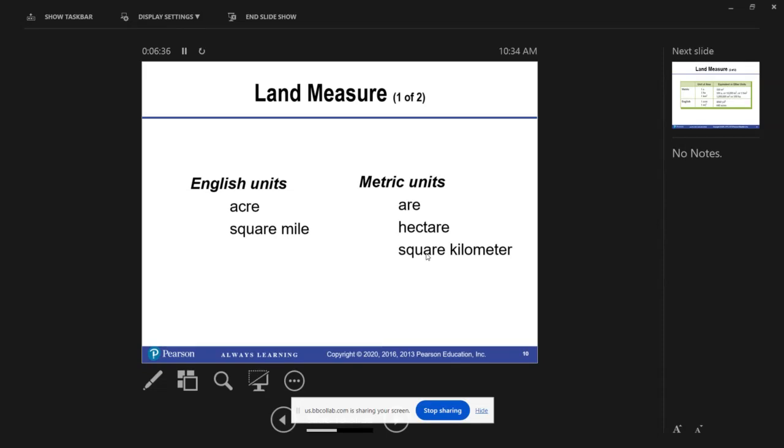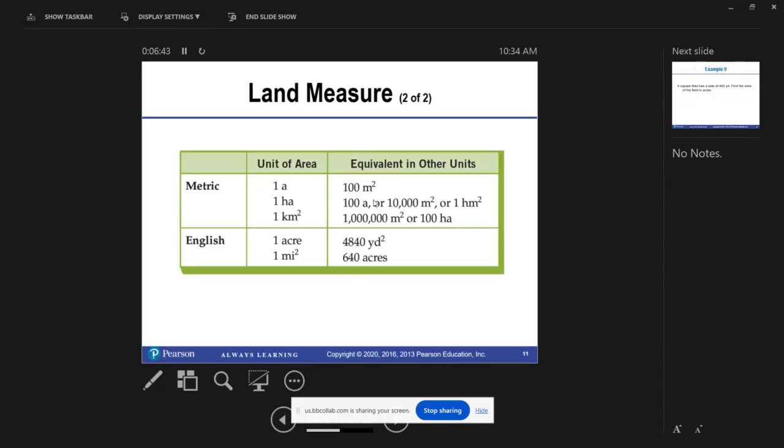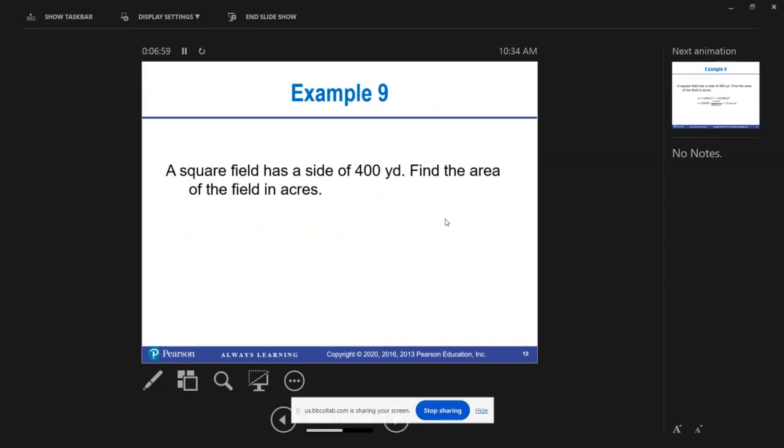Square kilometers would be what I have seen, but not those first two. Okay. And then here are the conversions for those. And once again, I left the HM and the A and the HA on there, but I've never used them. So, okay.